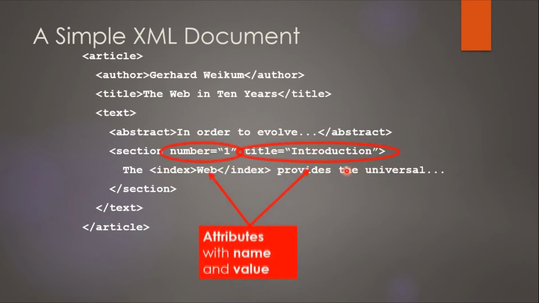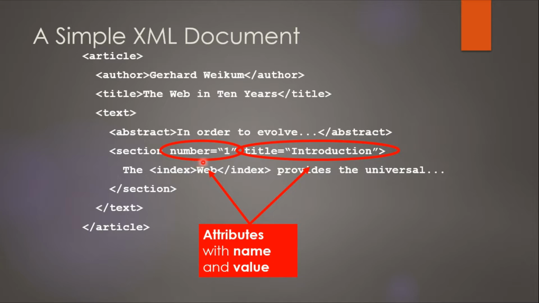And the attributes with the name: these are the attributes. The first is number and the value is 1, and the second example is the title attribute and the value is introductions.